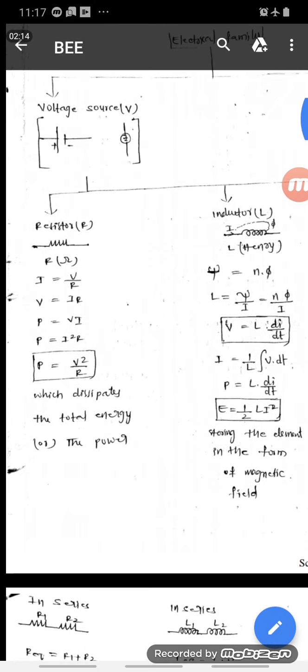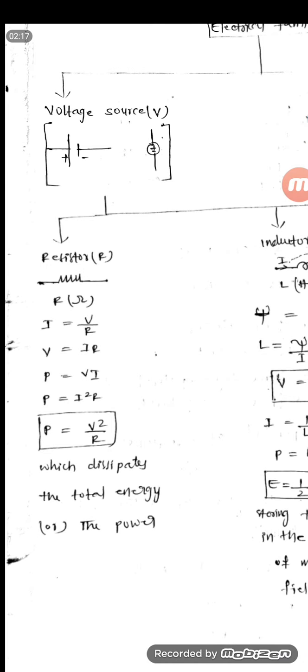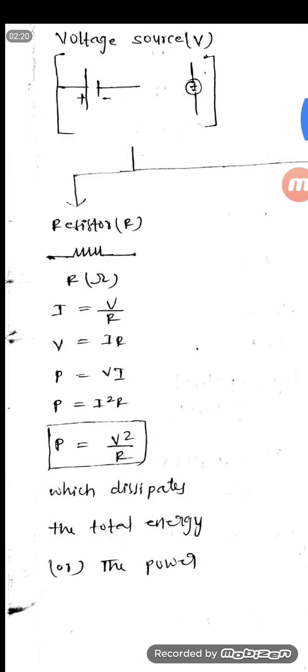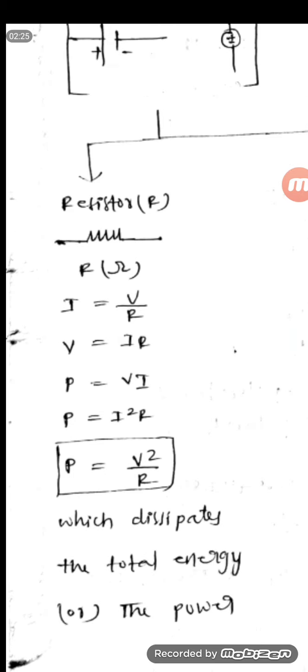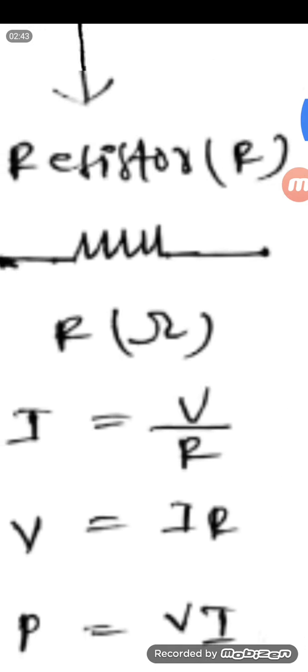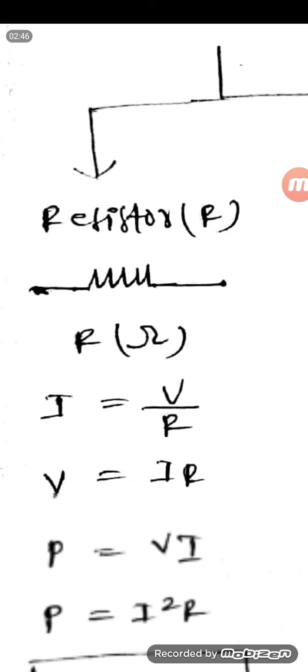Assume this family is having 3 children. The first one is a basic element, that is resistor. Assume resistor is like your brother, maybe younger brother or elder brother. We will take some characteristics to remember the properties of resistor. Here this is the symbol of resistor, it is represented as capital R and the unit is ohm.